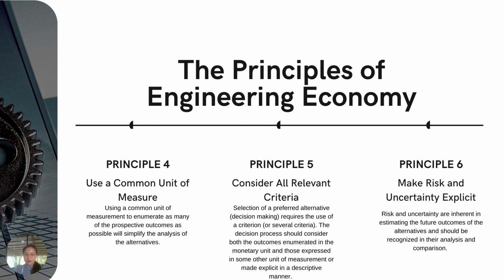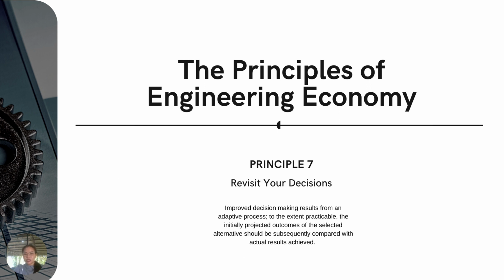And the last but not the least is our Principle 7, which is revisit your decisions. Okay. So revisit your decisions. Improved decision making results from an adaptive process. To the extent practicable, the initial projected outcomes of the selected alternative should be subsequently compared with actual results achieved. A good decision making process can result in a decision that has an undesirable outcome. Other decisions, even though relatively successful, will have results significantly different from the initial estimates of the consequences. So learning and adapting based on our experience are essential and are indicators of a good organization.